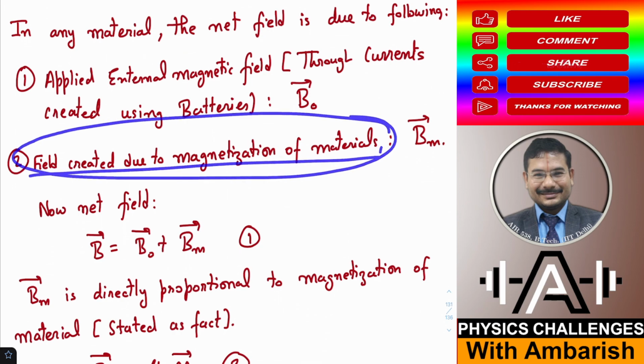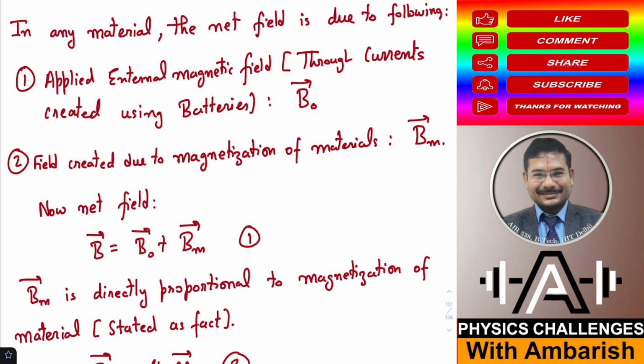So in response to the external applied field, the magnetic dipoles will orient themselves to create their own field, and that I am calling as Bm vector. So B naught vector is the applied field and Bm vector is the field that has come in response to the applied field, okay. So now what will be the net field? The net field B vector is nothing but B naught vector plus B due to magnetization, right?